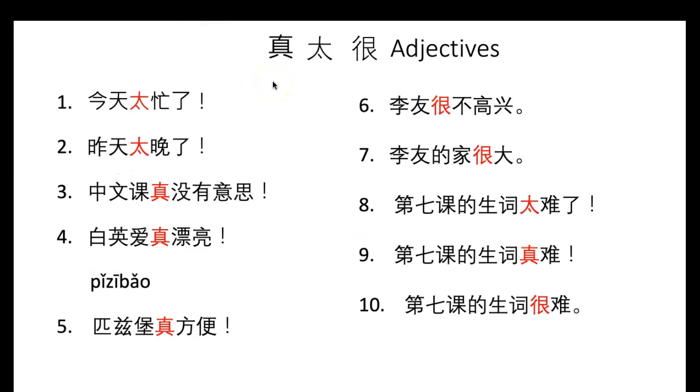Okay, next grammar point is the 3 adverbs that we can use to describe adjectives. 真, 太, 很. We compared 真, 太 versus 很. We said 真 and 太 are more subjective and involve a lot of emotions, while 很 is relatively more objective. Structure-wise, there is a difference between using 真 versus using 太. So ask yourself, what is the difference?